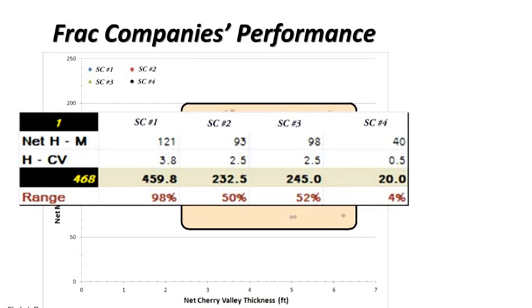So in here it shows you that if you plot net thickness versus Cherry Valley, we have identified these two to be very important. Then service company 1 really used 98% of that available range. Service company 2 50 and 3 52, and service company 4 only worked in 4% of that.